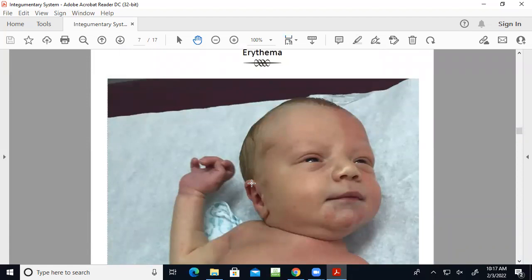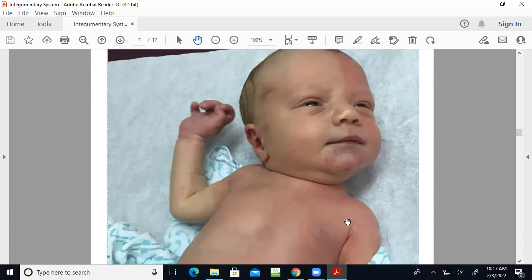Nothing was wrong with him, but for the first couple of days after he was born, it would just kind of randomly happen where half of his body would turn red. So he was showing erythema on one half. It was almost like all the blood just moved to that side of his body. And if you flipped him, it would almost be leaking to the other side.